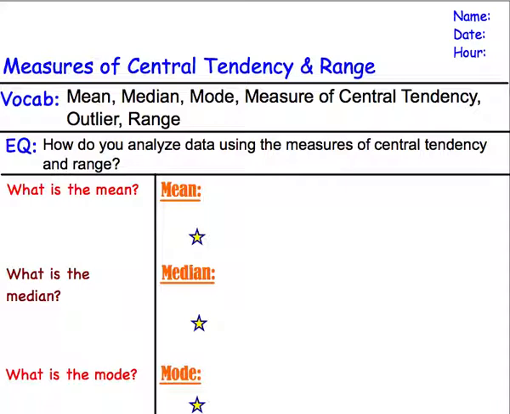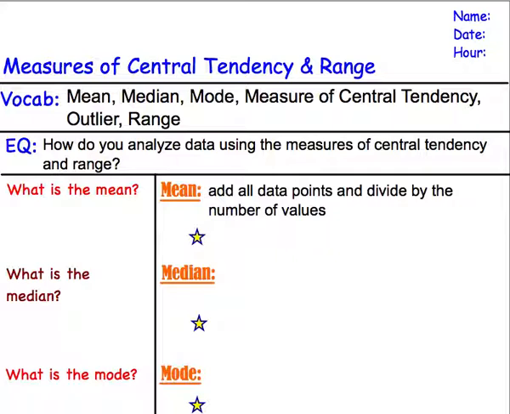Most of these you probably know, but it wouldn't be a bad idea to get them down. Our mean is where we add all of our data points and divide by the number of values. And this is going to be used mostly when the data is mainly similar, where you don't have anything that is completely different from the rest of the data.